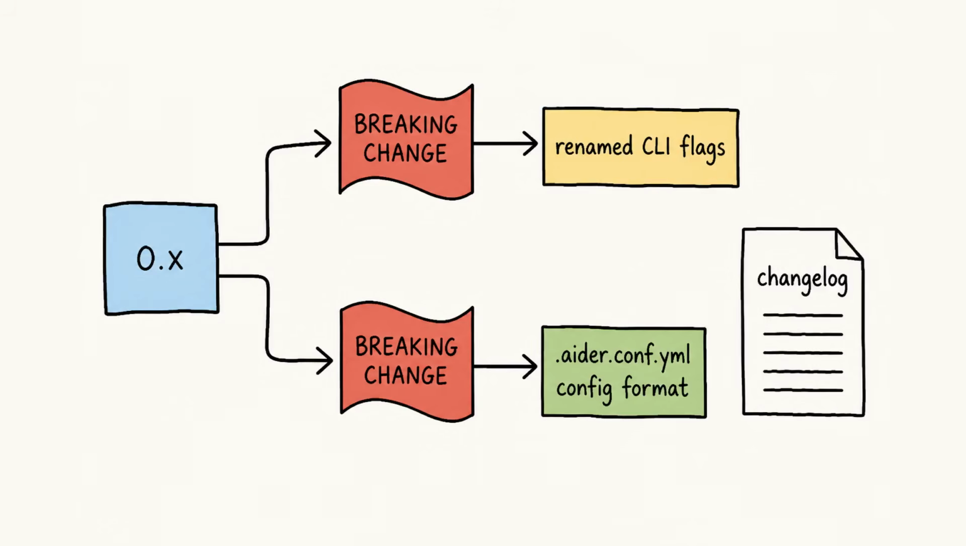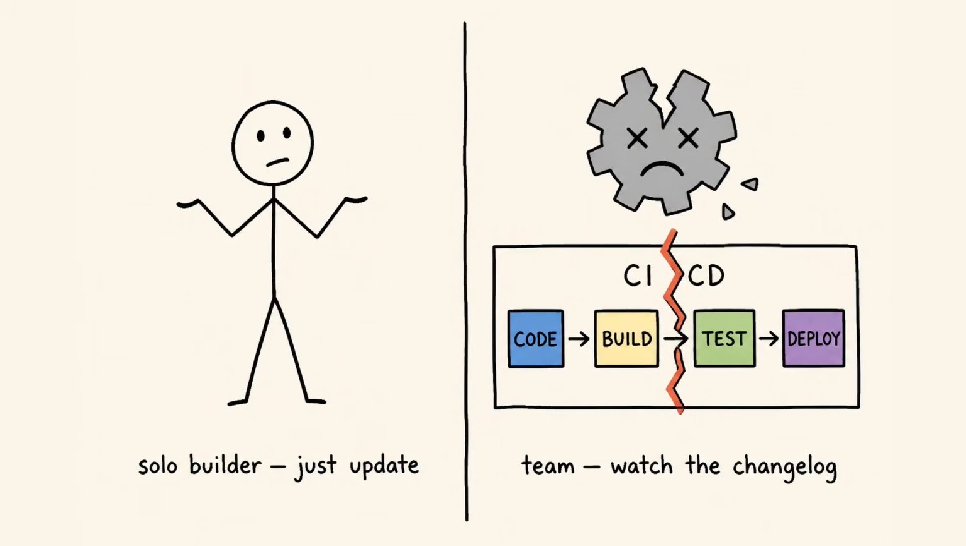If you're a solo builder, you shrug and update. If you're a team pinning this into shared tooling or a CI/CD pipeline, you have to watch the changelog closely, because a small version bump can break your automation.